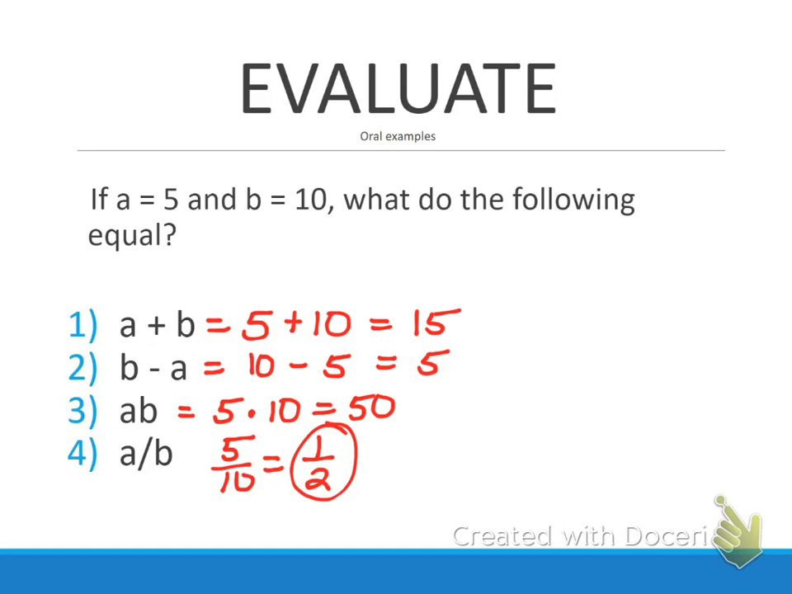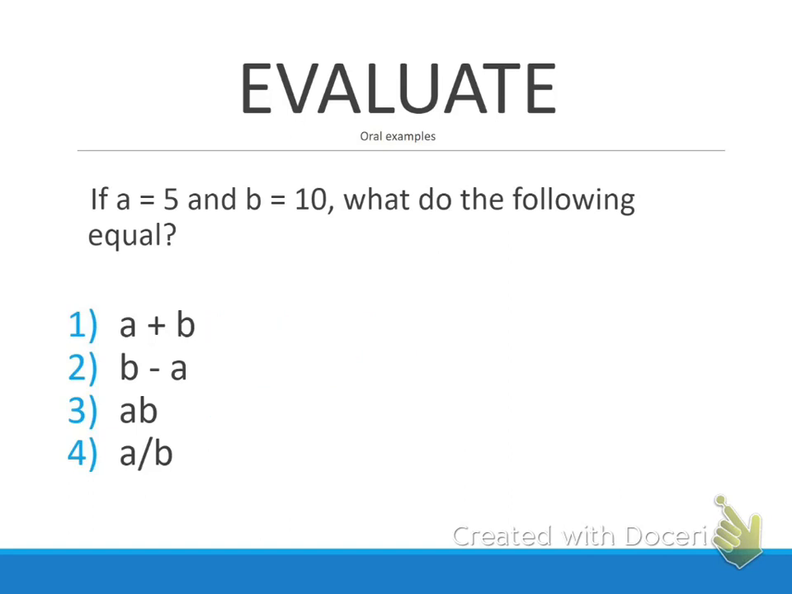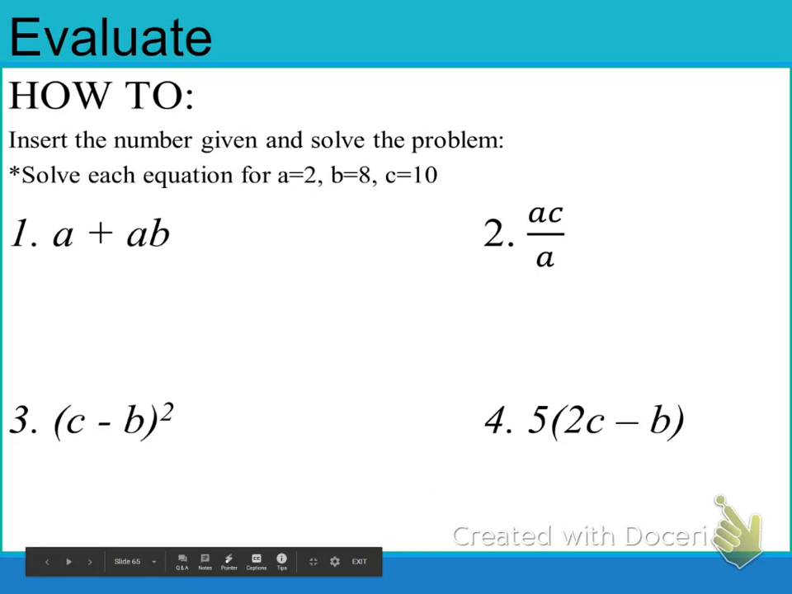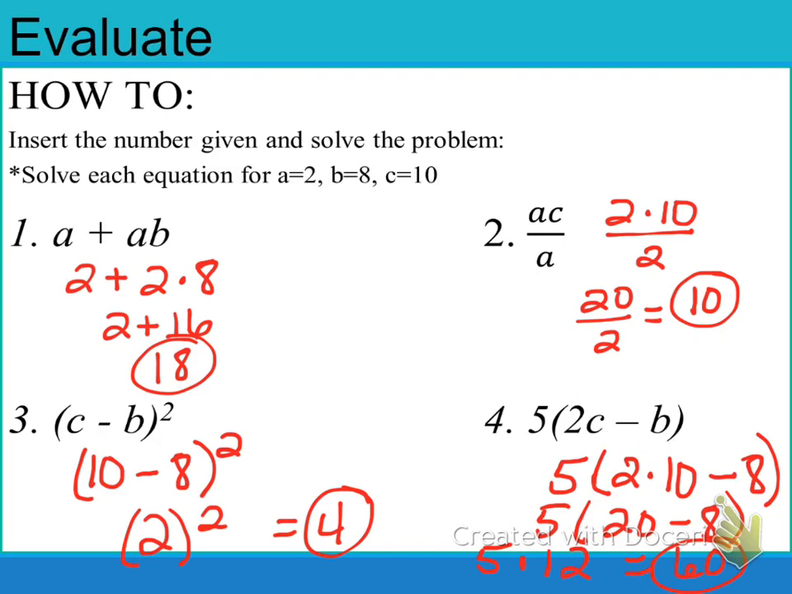Okay? Now, inside of your foldable, as you noticed, there are 4 problems there. And it says A equals what? 2. B equals? 8. And C equals? 10. Okay, so for that situation, I want you to solve these 4 problems. So first, start by writing the number where it goes, and then solve it. I'll give you a minute to do that. If you'll check your answers against mine.